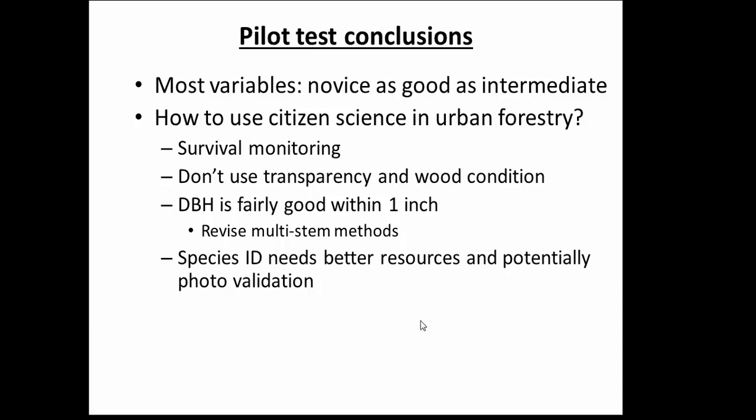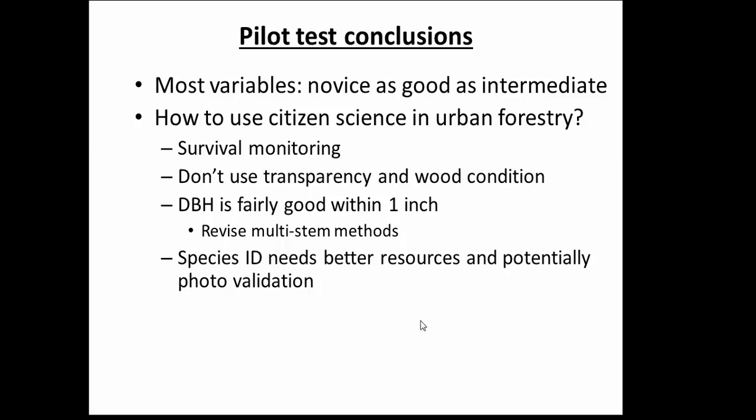So some conclusions from this pilot test. To reiterate again, it was pretty remarkable that the novices were as good as the intermediates most of the time. And how should citizen science data be used in urban forestry going forward, considering some of these intents of the data kind of issues? Survival monitoring seems very promising, but as I said earlier, it'd be worth checking on a system that had more dead trees. Again, would not recommend using transparency and wood condition collected by volunteers.